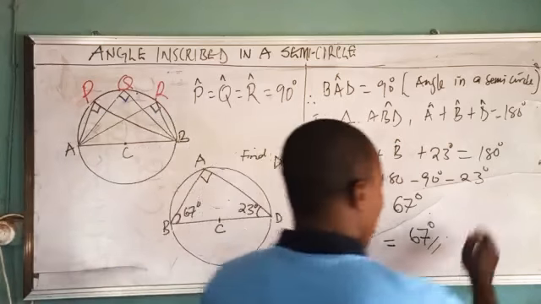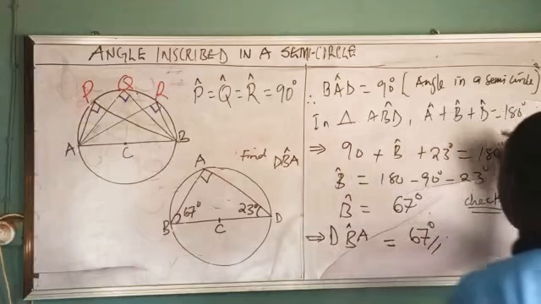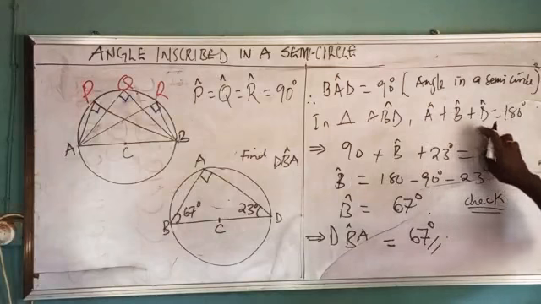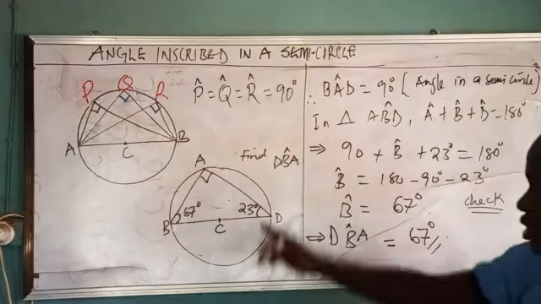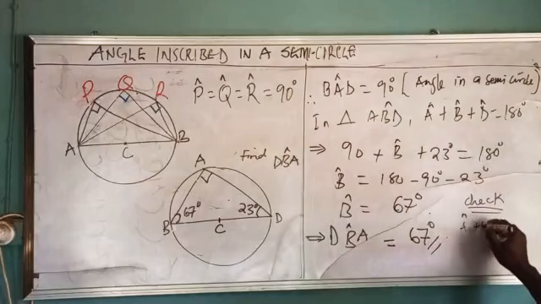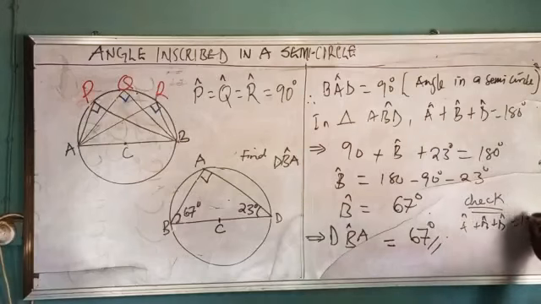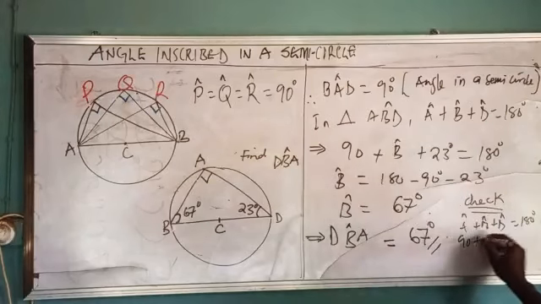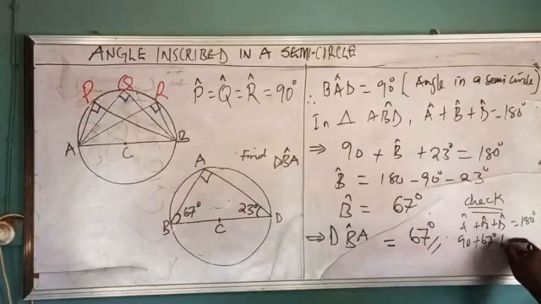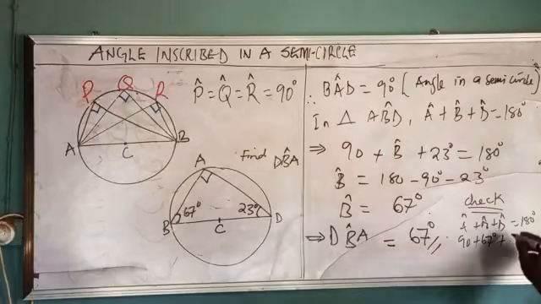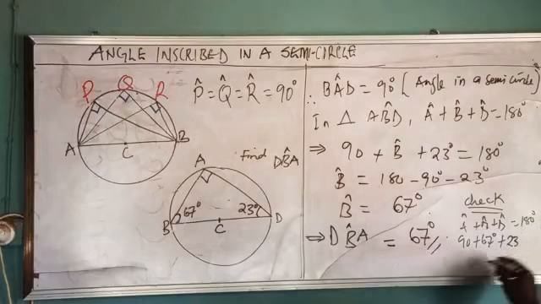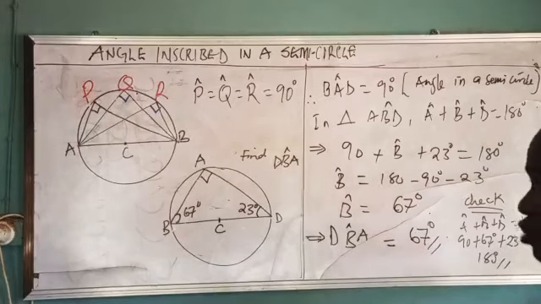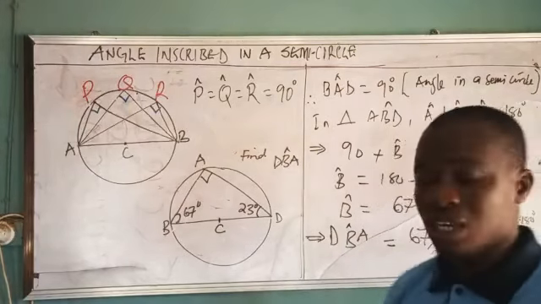Now, if you want to check whether this statement is true, you had this plus this plus this, you must get 180 degrees. So let's do that. We have A plus B plus D equals 180 degrees. Our A is 90, B is 67 degrees, plus D is 23 degrees. If you add this together, you see that we have 180 degrees. So DBA is the solution to this problem. That is the angle they ask us to find.